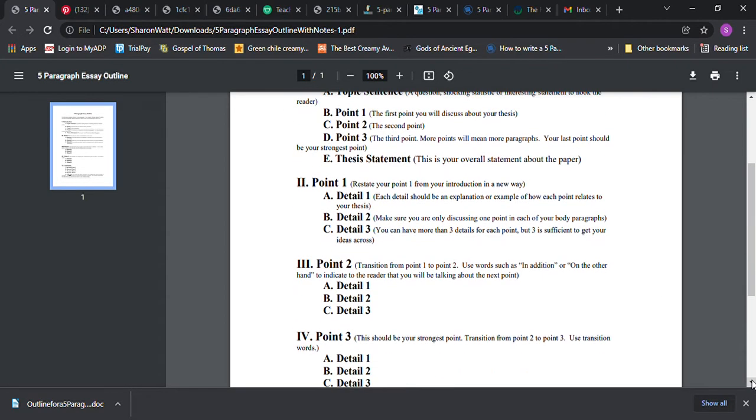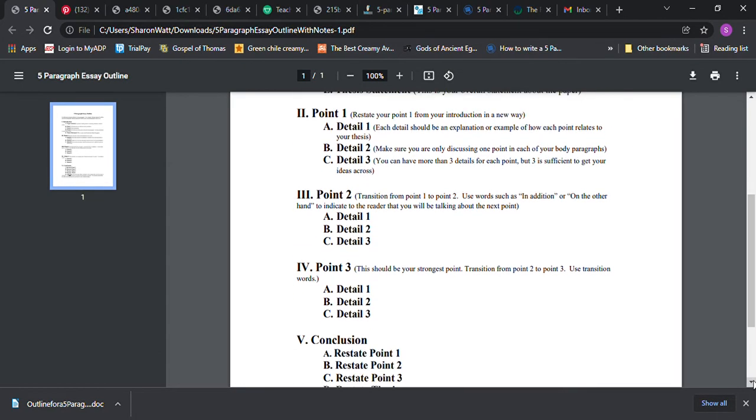And this one says point 2, transition from point 1 to point 2, but we usually try to, if you can do that in the last sentence of the last paragraph, it's better. Use words such as in addition or on the other hand to indicate to the reader that you will be talking about the next point. And you don't always want to do that, but then you do detail 1, detail 2, and detail 3. So, and this one says that point 3 should be your strongest point. But some of them, like I said, say that your first point should be your strongest point.